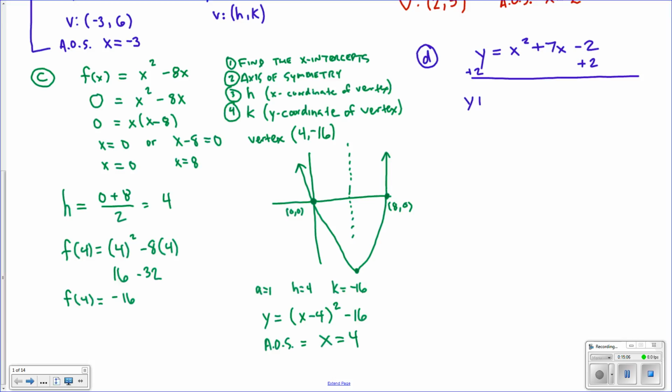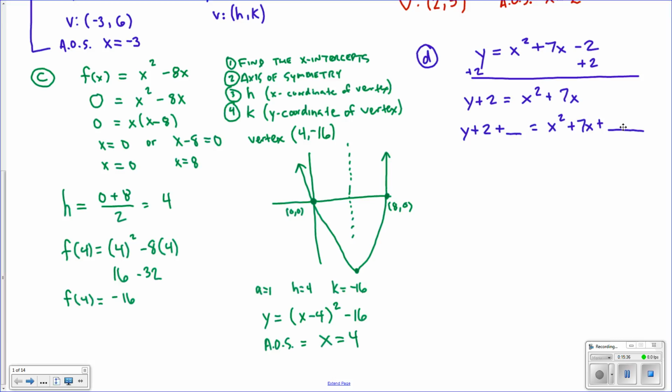So we have y plus 2 equals x squared plus, I'm sorry, I'm jumping the gun. It's just 7x. We want to complete that square, so y plus 2 plus blank equals x squared plus 7x plus blank.